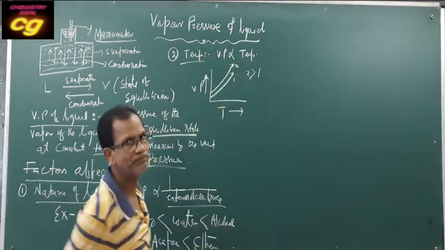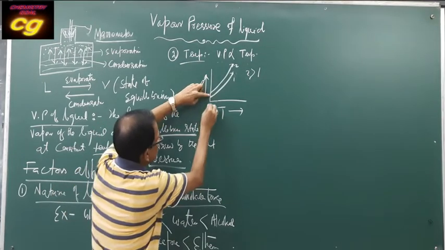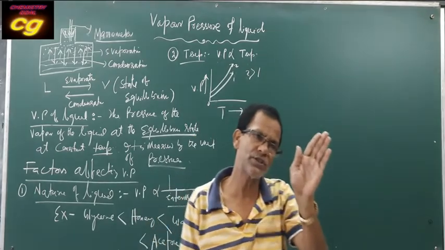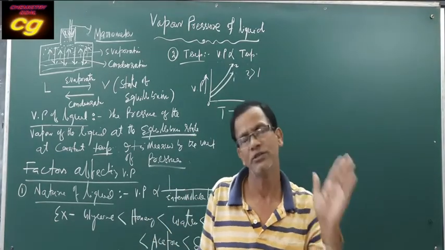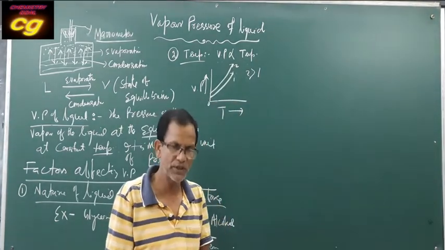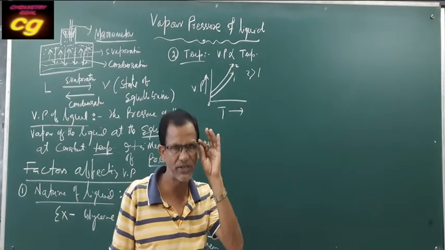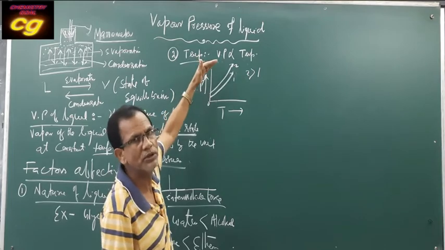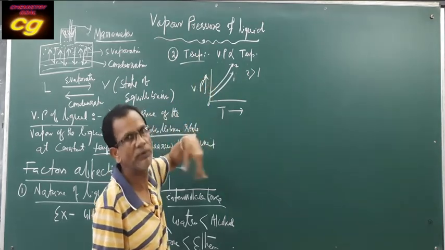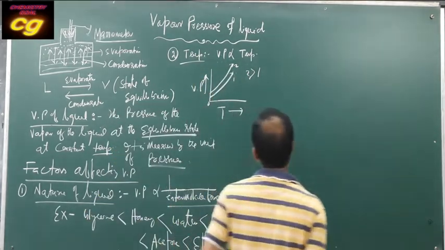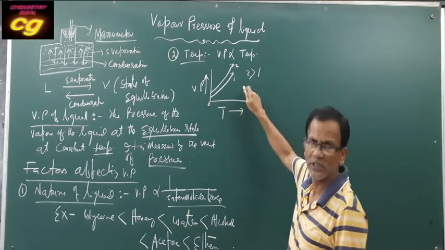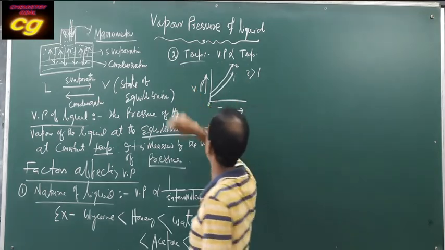You see the graph, both are straight lines. But why are we not starting from the origin? Why are we starting above the origin? Because the liquid has some vapor pressure from the beginning. That means at a particular temperature, it already has some vapor pressure. That's why we start the graph above the origin, not from zero. So vapor pressure is directly proportional to temperature. This is a very important thing.